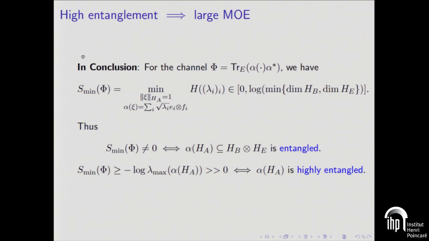And there's a sort of naive lower bound for the minimum output entropy given by the largest possible Schmidt coefficient that can occur, which is the S min of a channel is going to be bigger than or equal to always the negative of the log of the maximal such Schmidt coefficient, okay? And if this lambda max here is really small, then this is going to be something potentially very large. Okay, and so highly entangled subspaces correspond to large minimum output entropies.